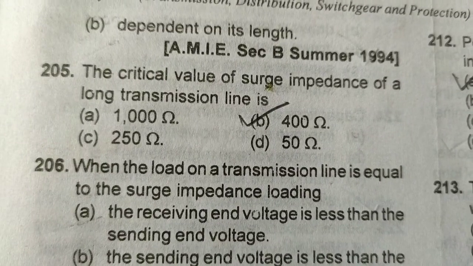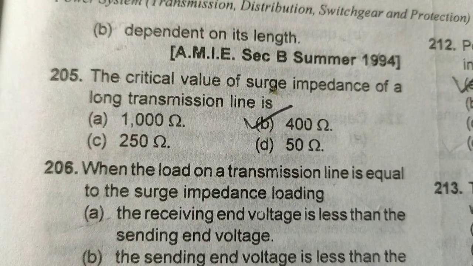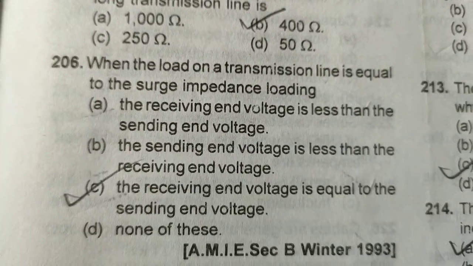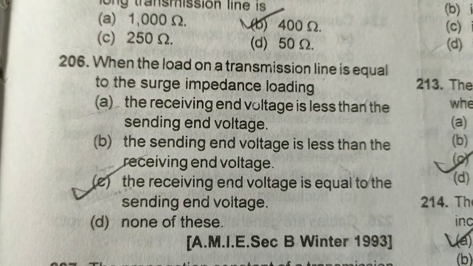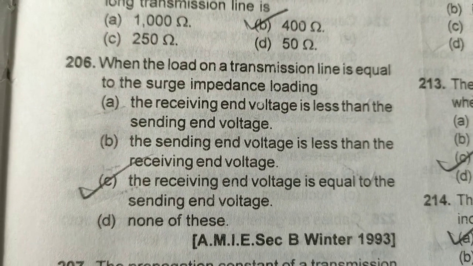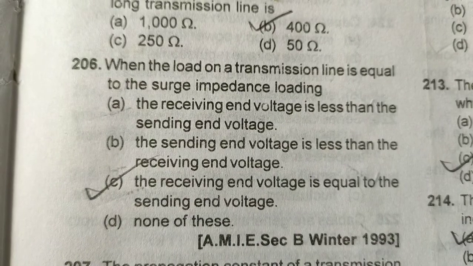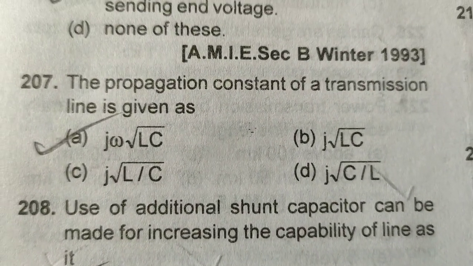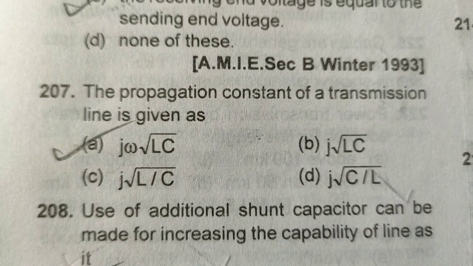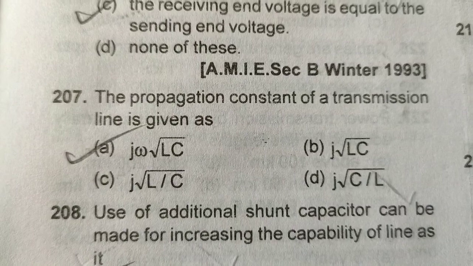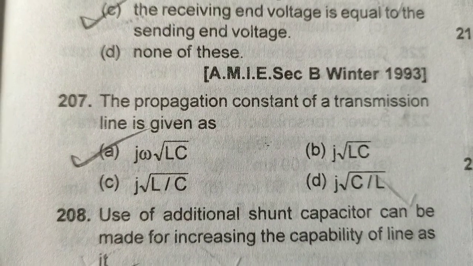The critical value of surge impedance of a long transmission line is 400 ohm. When the load on a transmission line is equal to the surge impedance loading, the receiving end voltage is equal to the sending end voltage. The propagation constant of a transmission line is given as j omega root over LC.